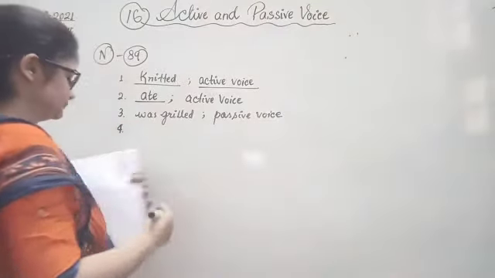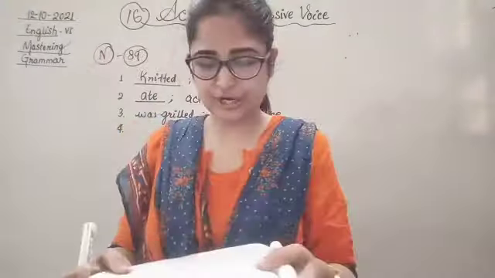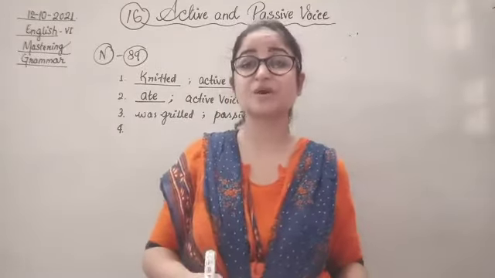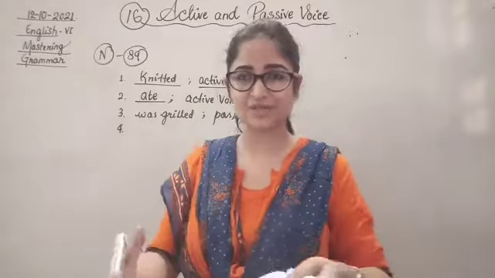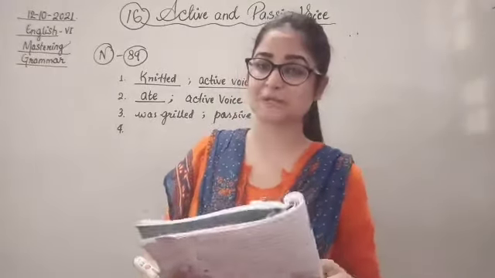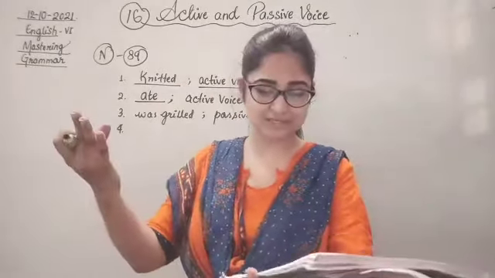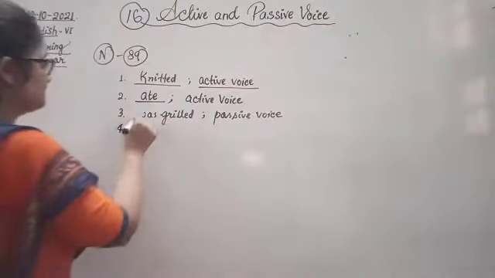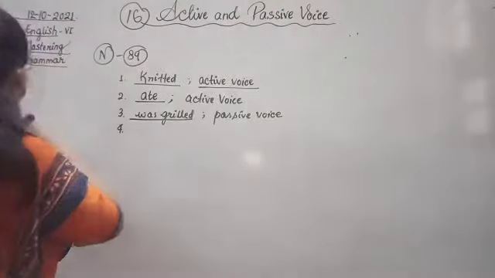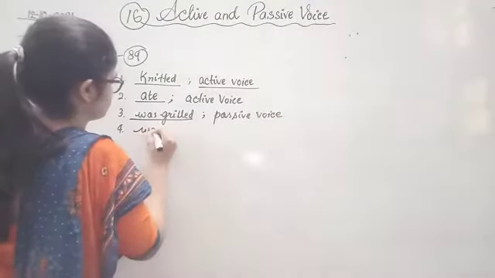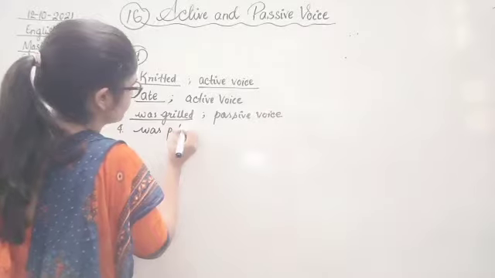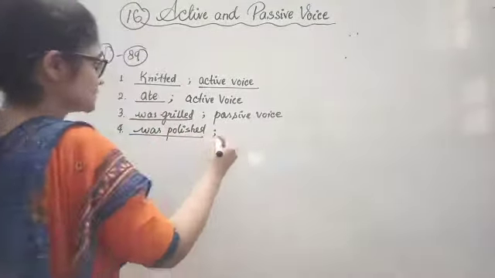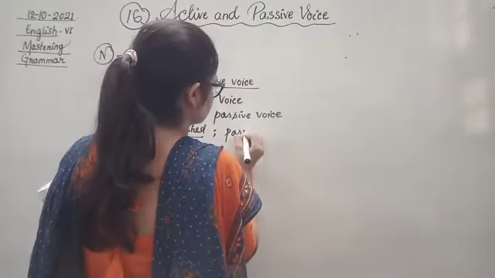Number 4. The chair was polished by the carpenter. So the chair was polished. What thing was polished? Is the doer polishing? No. The object is here. The doer, the agent, is at the end, by the carpenter. So this one also, children, will be in passive voice. Our verb is was polished. So underline this, and this will be in passive voice.